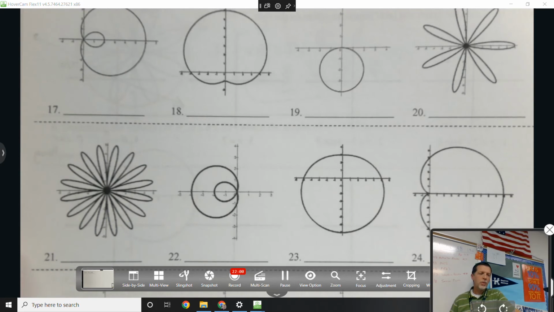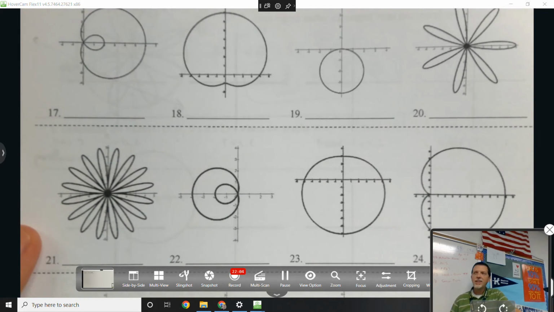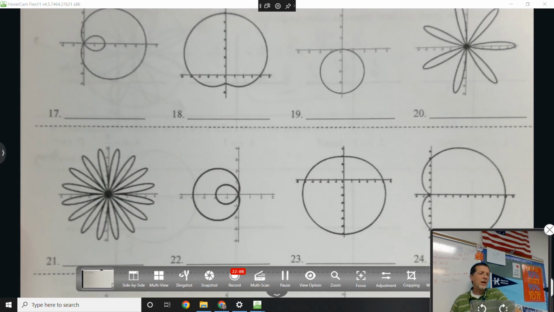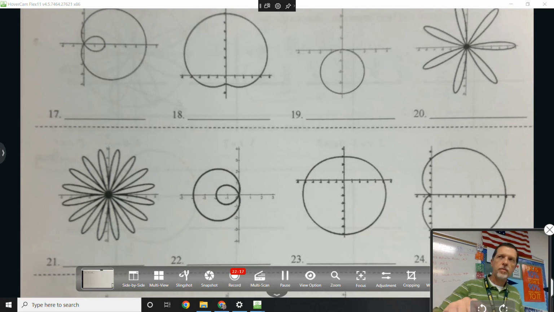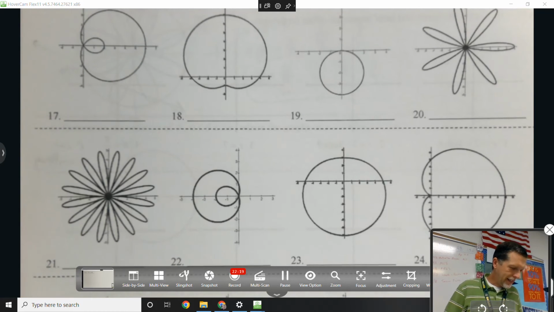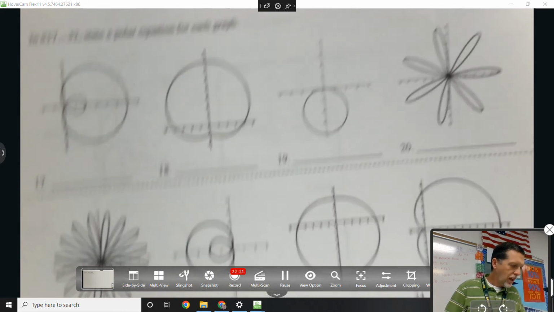All right, that's a lot of pictures all jumbled up. Do we need to do some? Yes, no? Some of you are like, nah, I'm good. Others probably need to see some.